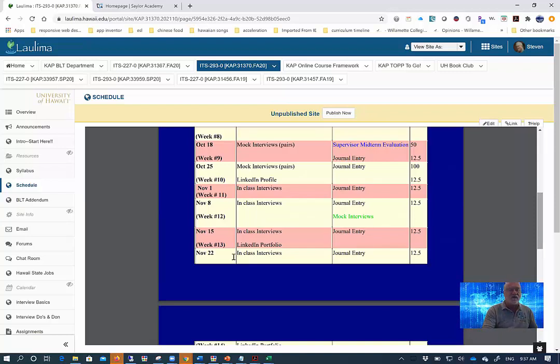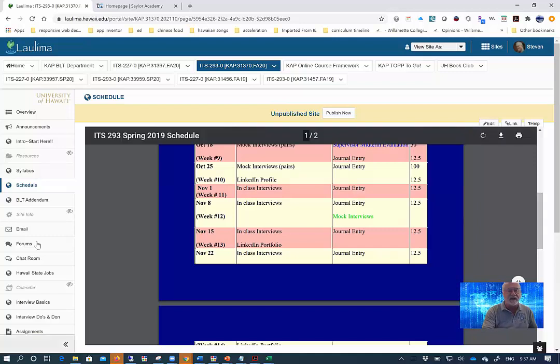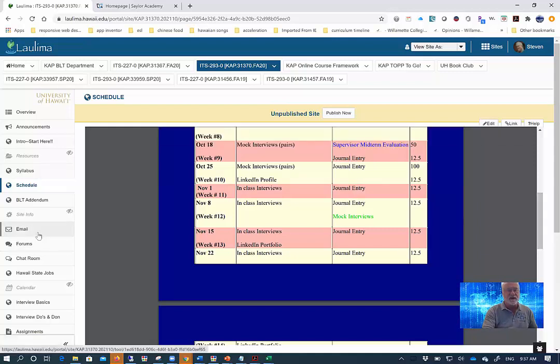Okay, over here on the left side, the left navigation, here's where you can email me. There's a chat room for you guys. Here's the link to the Hawaii State jobs, kind of sparse at this point. There's some YouTube things on interview basics, do's and don'ts as well.